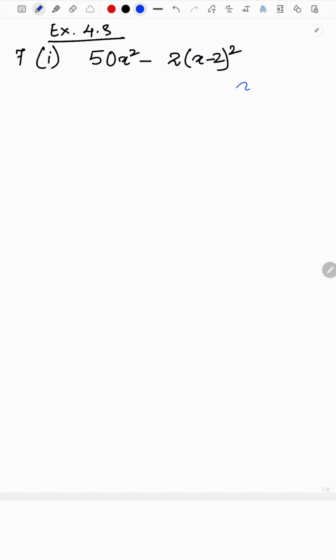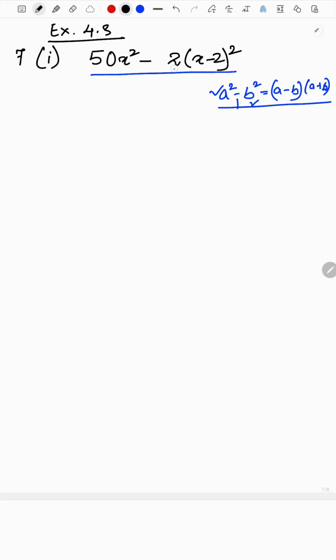So let me remind you, we are doing the sum based on difference of two squares, that is a square minus b square equals to a minus b into a plus b. So now the questions are based on this difference of two squares, so we need to convert the given question in the form of a square minus b square. So you see 50 is not a perfect square, so what we will do is we'll try to see if there is any common which can be taken out.